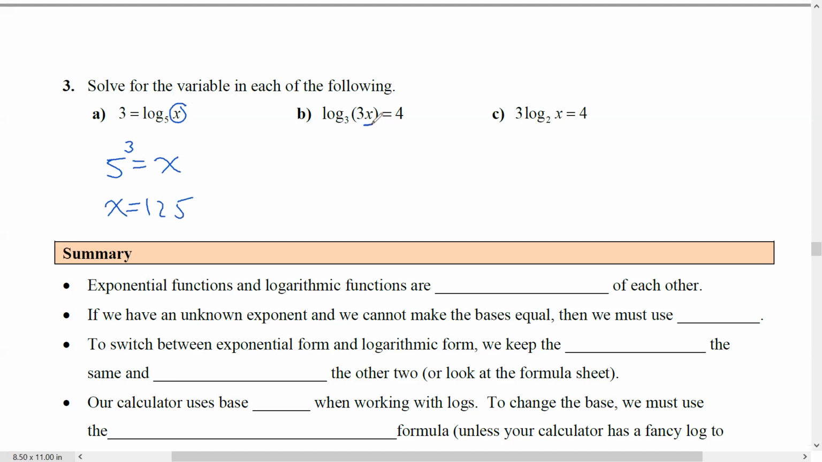My unknowns inside my logarithm, I'm going to turn it into an exponential. Base stays the same, the other two parts switch. And now I'm just going to divide both sides by 3, and guess what? That's 27. Okay, last one. Unknowns inside my logarithm, I'm going to turn it into an exponential. So I'm going to divide both sides by 3.